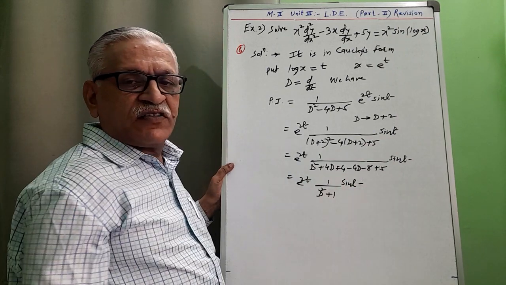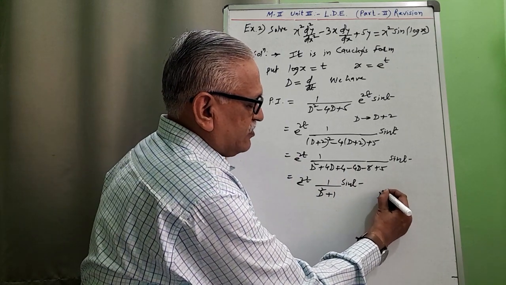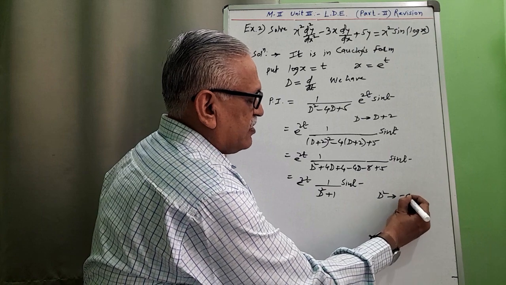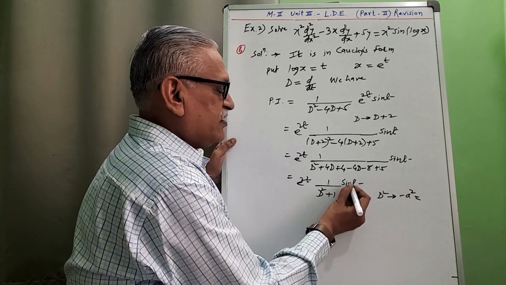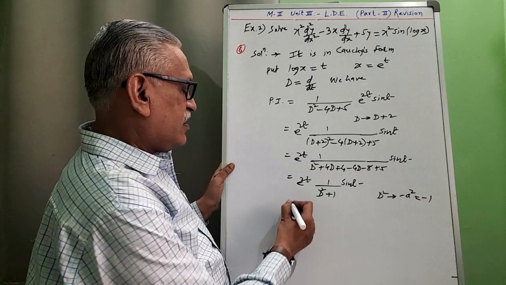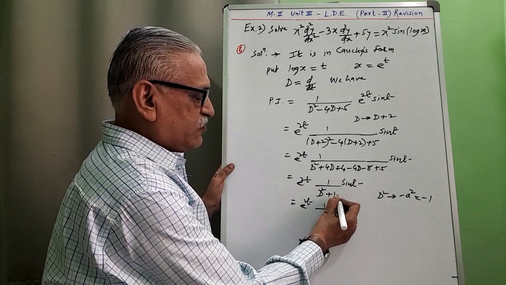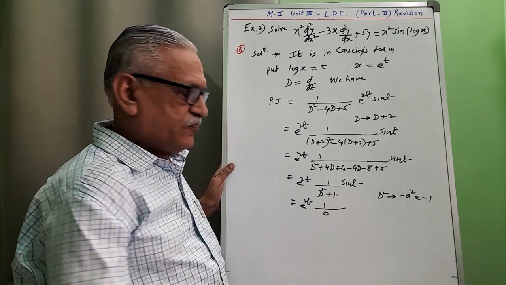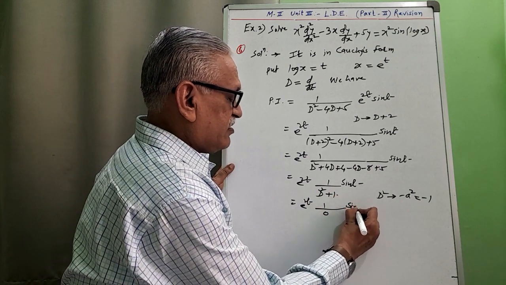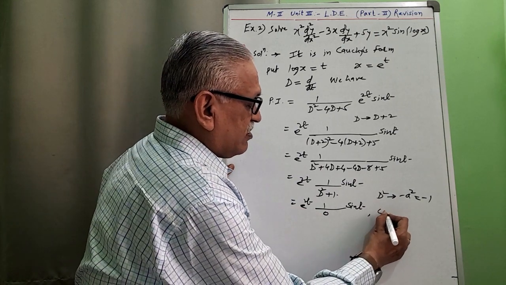This becomes a case of sin(ax plus b), and therefore as per that case we have to replace D square by minus a square. A is here the coefficient of t, 1, replace it by minus 1, and therefore we get e raised to 2t, 1 upon minus 1 plus 1, we get 0 into sin t, and as the denominator becomes 0, the case fails.